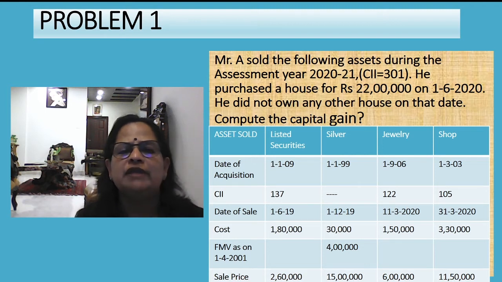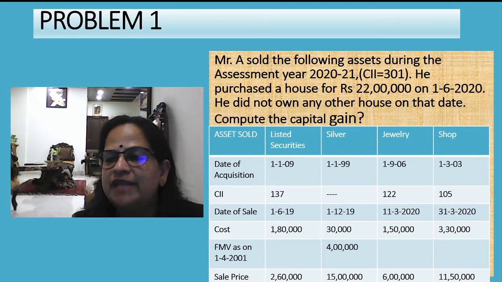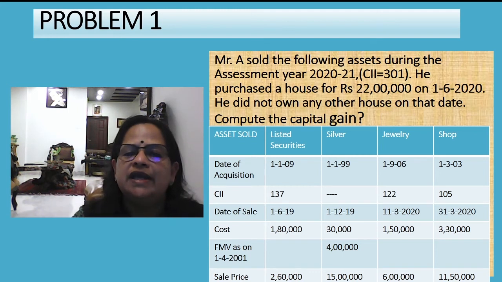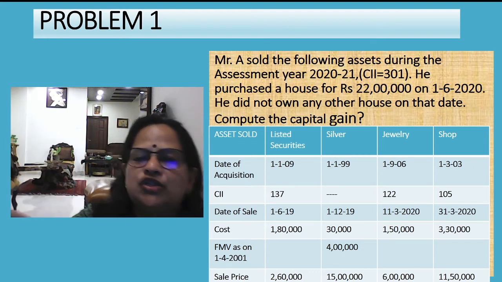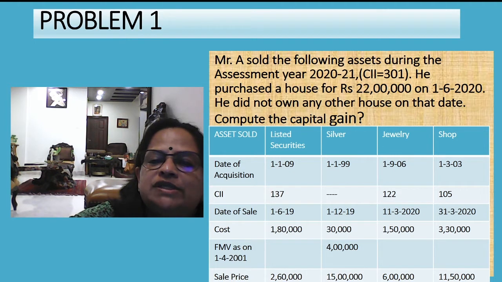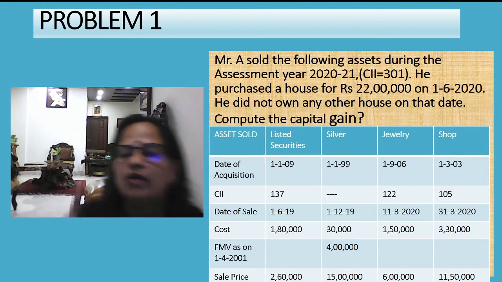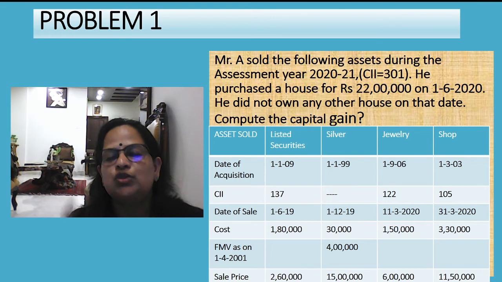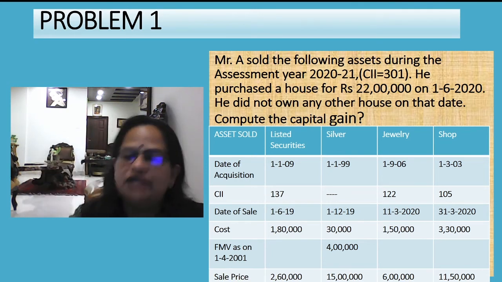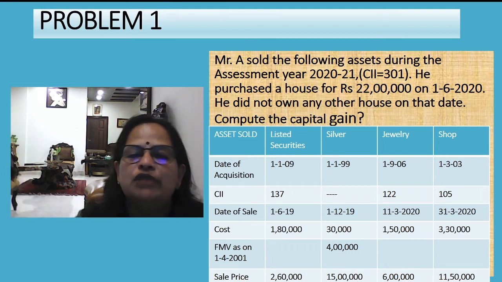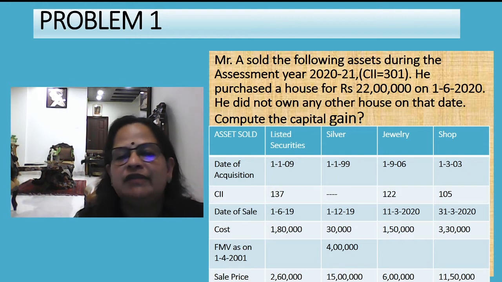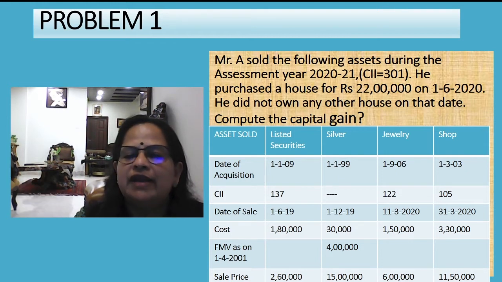Now the assets sold are given: listed securities, silver, jewelry and a shop. Different dates of acquisition are given, then the CII. For silver it is not there because silver was purchased in the year 99, and you know that our base for indexing is 2001. So only for silver we have the fair market value. Other assets are purchased after 2001, so fair market value will be applicable only for silver. Now the date of sale, the fair market value only for silver, and the sale price are given.